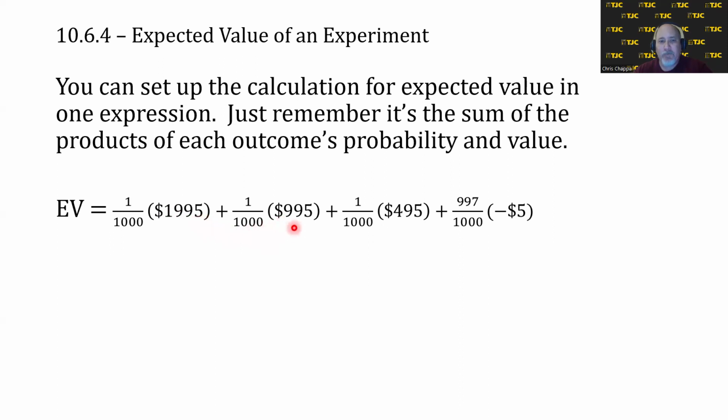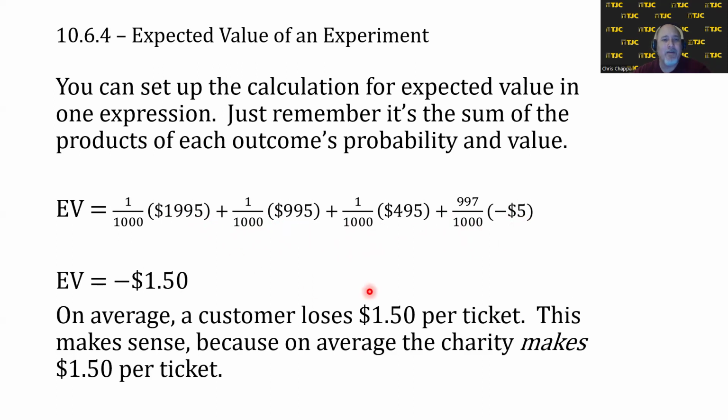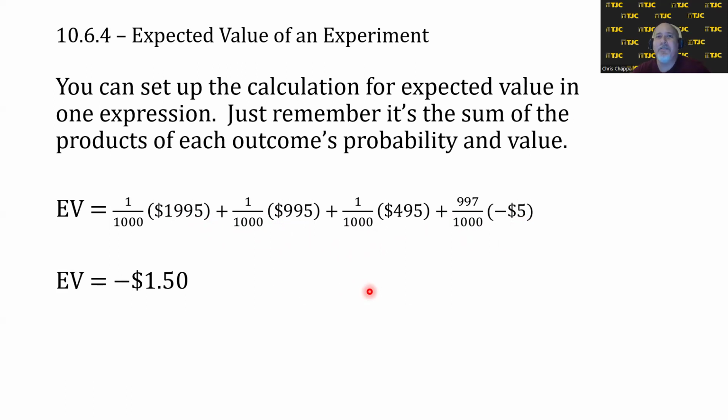The second multiplication problem is the probability and the value of second prize, plus the probability and the value of third prize, plus the probability and value, which is negative in this case, of not winning. And if you do all the math, take a guess what it ends up being. Negative $1.50. Oh, wait a minute. The expected value for the charity for selling a ticket was $1.50 per ticket. The expected value for the customer buying a ticket is negative $1.50 per ticket.